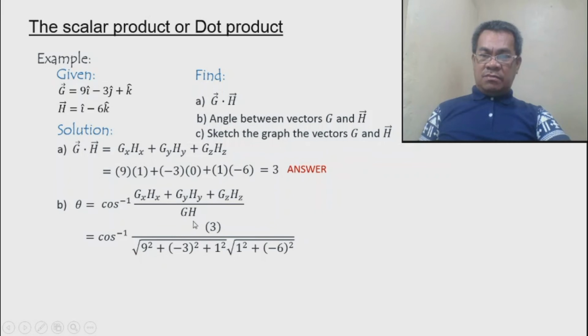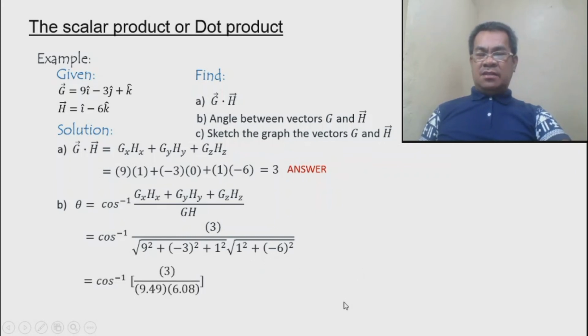Square root of this number, this is actually the magnitude of H. And we have only two terms here because J is missing. So we have 1 squared plus negative 6 squared. Then simplify. Careful in simplification. So then you have to multiply this first, then divide the product. Then take inverse cos.